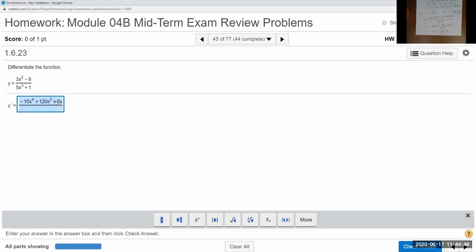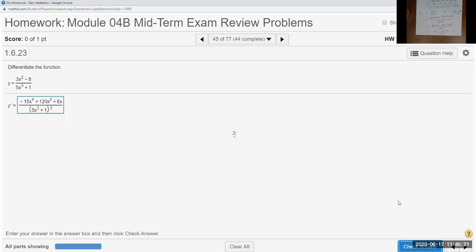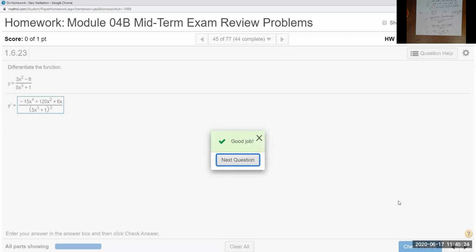Plus 6x. Then in the bottom, I actually need to put parentheses. 5x cubed plus 1. All right, I have no idea whether this is going to be correct or not. I think I did it correctly, but we'll see if my math. Okay, that's nice.